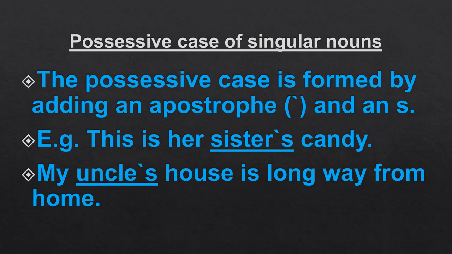Similarly, in the second example, when you will see, my uncle's house is a long way from home. My uncle is a singular noun. So in this also we have added apostrophe and an s.